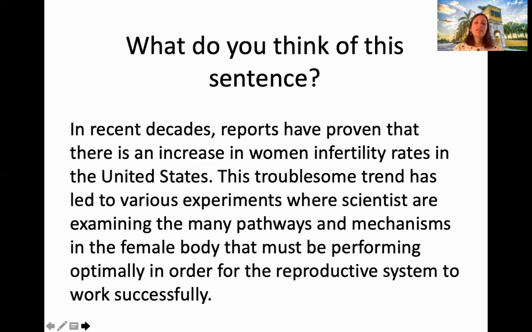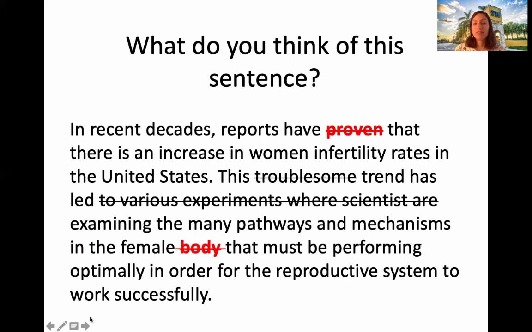In recent decades, reports have proven that there is an increase in women infertility rates in the United States. This troublesome trend has led to various experiments where scientists are examining the many pathways and mechanisms in the female body that must be performing optimally in order for the reproductive system to work successfully. So what do you think of this as an introductory sentence?